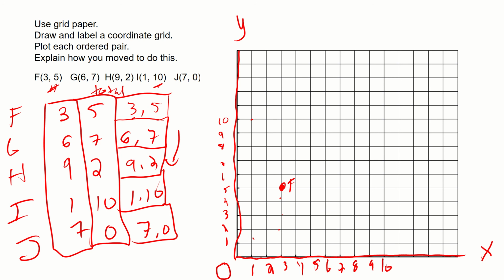Next, we're going to go with G, sorry, which is 6. So 4, 5, 6, we're there. Okay, right here. Now we're going to go 7 up. 1, 2, 3, 4, 5, 6, 7. Lovely. All right. We're at G there.